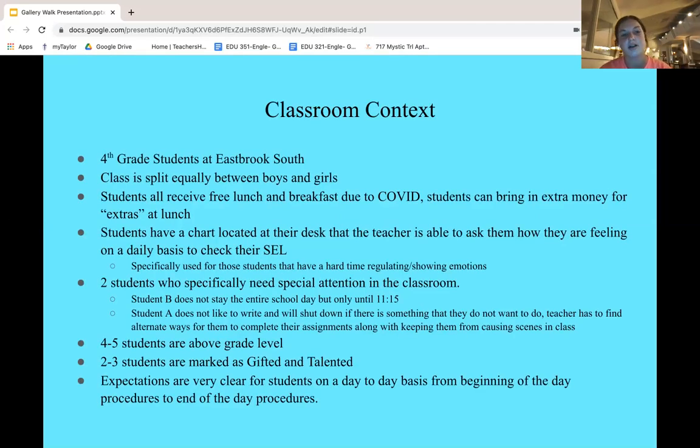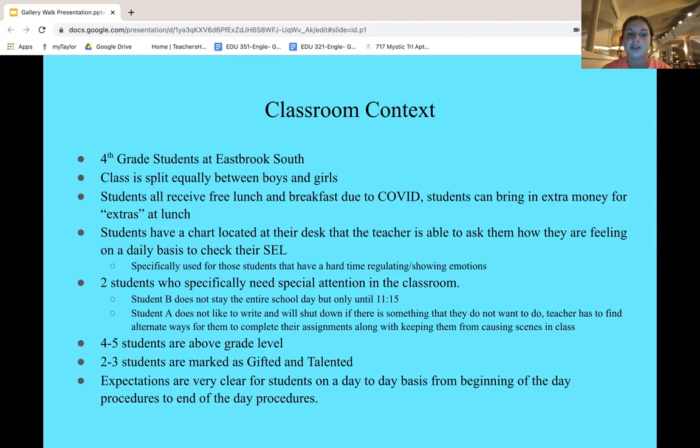So the first is my classroom context. I was in my fourth grade classroom at East Vic South, where my students were split up equally between boys and girls, with there being maybe two more boys than girls, but they didn't like to interact very much with each other and were very separated in their ways and their thinking. All students received free lunch and breakfast due to COVID, but students were also able to bring in extra money for extras at lunch, like chips or ice cream.